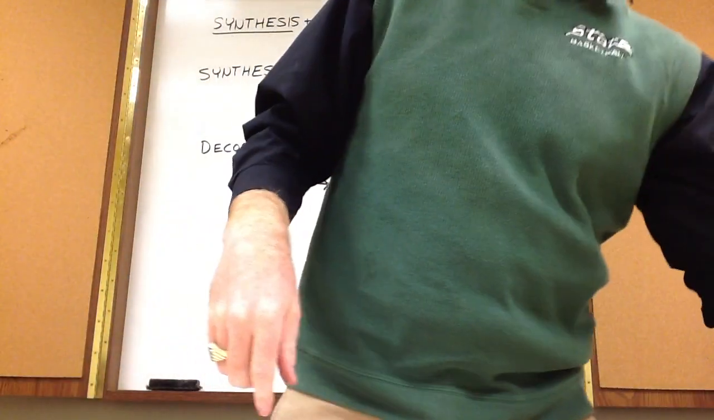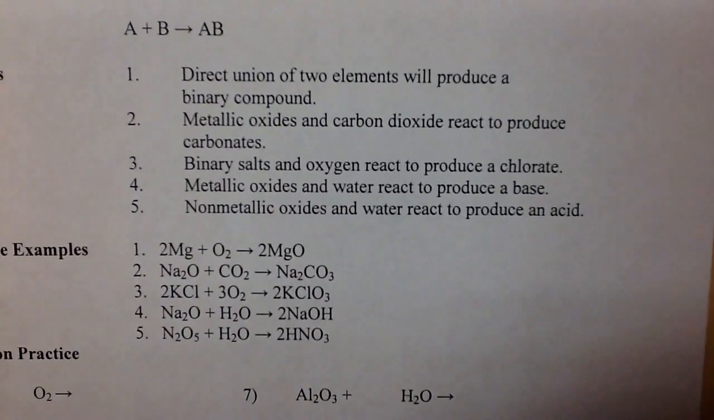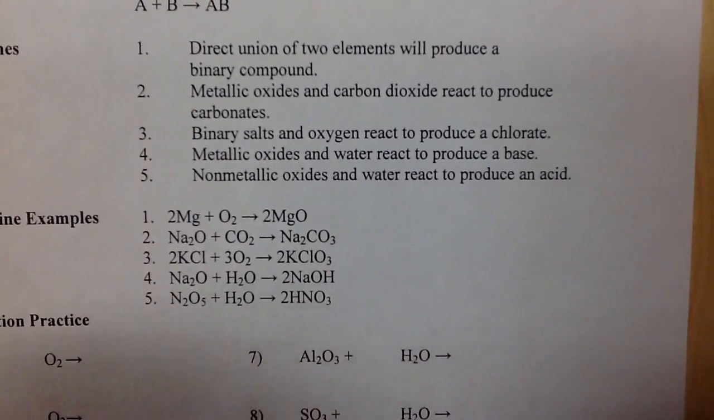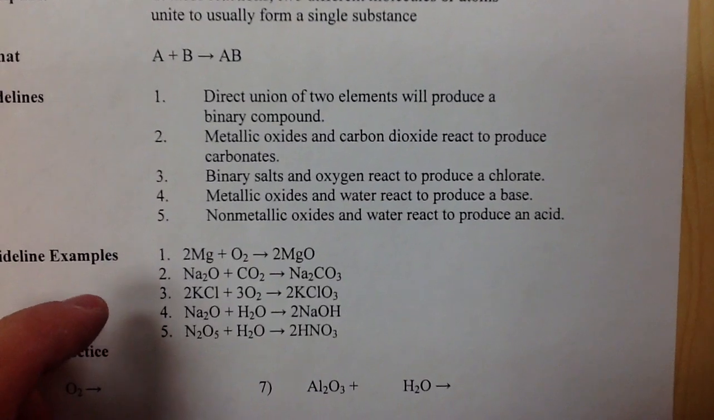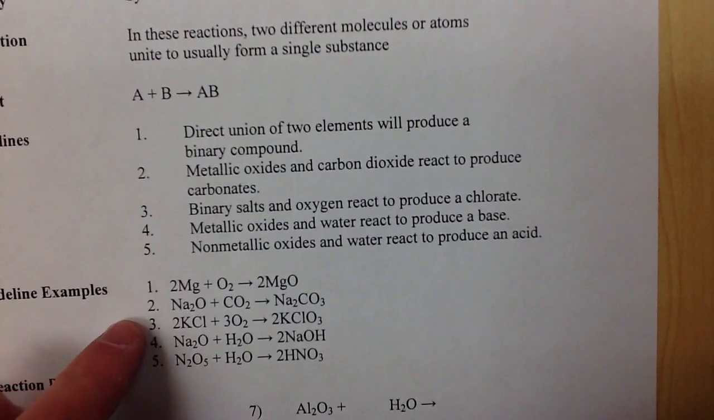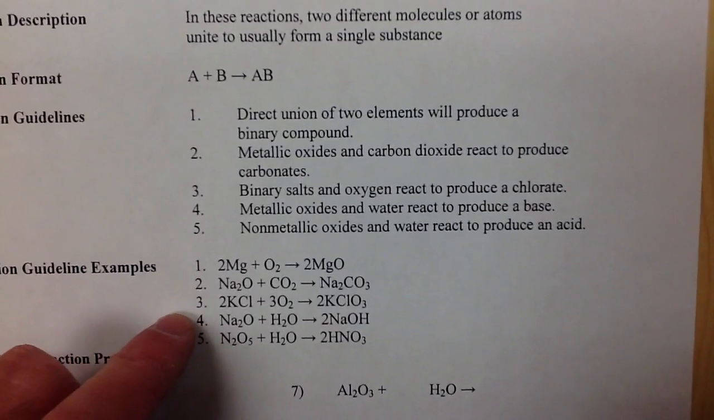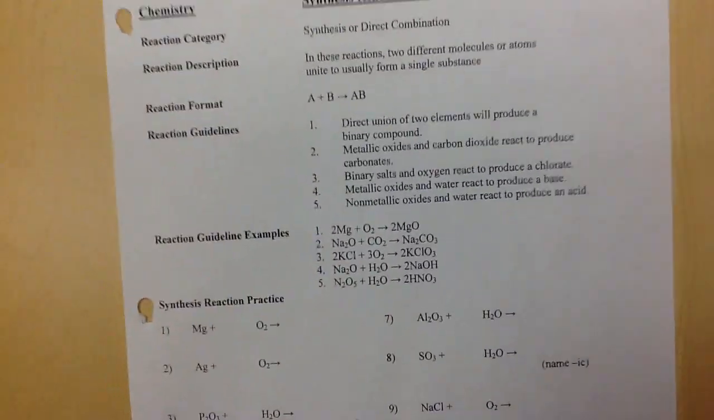Now, there are some rules that govern this. I'm going to take you on a little journey. I'm going to turn you around, and in your packet you're going to see these rules right here. There are 5 of them. Rule 1: direct union of elements will produce a binary compound. You can see below an example of number 1. Rule 2: metallic oxides and carbon dioxide produce carbonates. Rule 3: binary salts and oxygen produce a chlorate. Rule 4: metallic oxides and non-metallic oxides make an acid. We're going to do a bunch of examples in class.